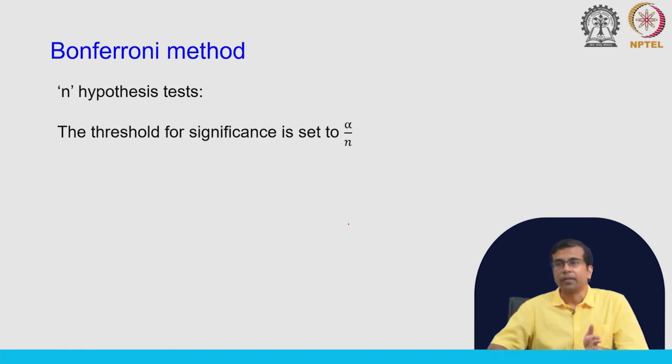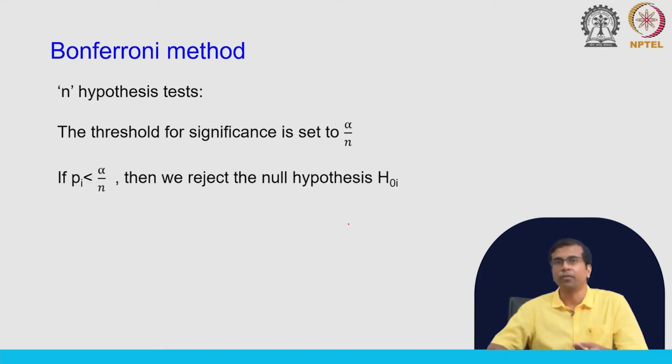In the Bonferroni method, the idea is very simple. Let us change the threshold for significance lower, and how much lower? We set this to alpha over n, where n is the number of statistical tests that we are doing. So, let us divide alpha by n. It is a very simple idea, and then we check all the p values that we generated, and if pi is less than alpha by n, then we reject the null hypothesis H naught i. So, this is a very stringent requirement.